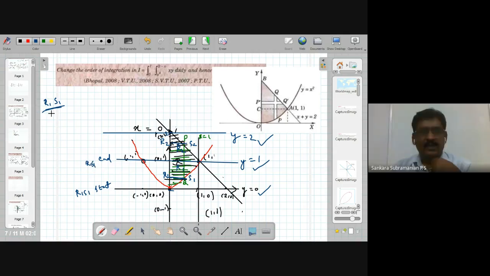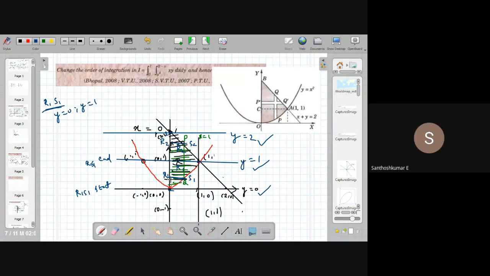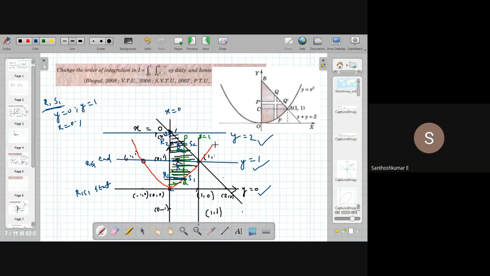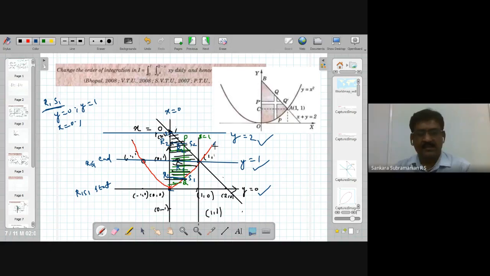So R1 touches y equal to 0 to y equal to 1. R1 touches x is equal to 0. This is the line x is equal to 0. And S1 touches, what should we write here? What curve is this? x equal to root y. Yes, correct. This is the curve x is equal to root y. Is that all, sir? No.